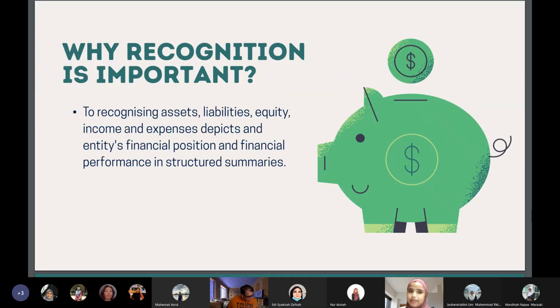Okay, so why is recognition important? It is important because recognizing assets, liabilities, equity, income and expenses depicts an entity's financial position and financial performance in structured summaries. Okay, so penting lah untuk kita mengenal pasti aset, liability, equity, pendapatan dan perbelanjaan untuk kita tahu kedudukan kewangan entiti and prestasi kewangan dalam structured summaries.